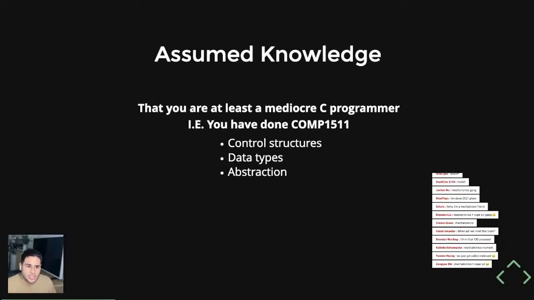Okay, so what do you need to know coming into this course? You should have done COMP1511. So we're assuming you have some good understanding of control structures. So, you know, how to write procedural code that you would have learned in C. Data types, memory, abstraction, the basic conceptuals, covered in an introductory programming course. If you've all passed COMP1531, I'm not worried.